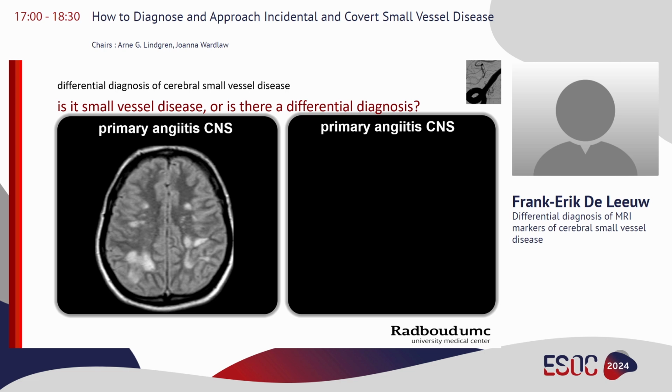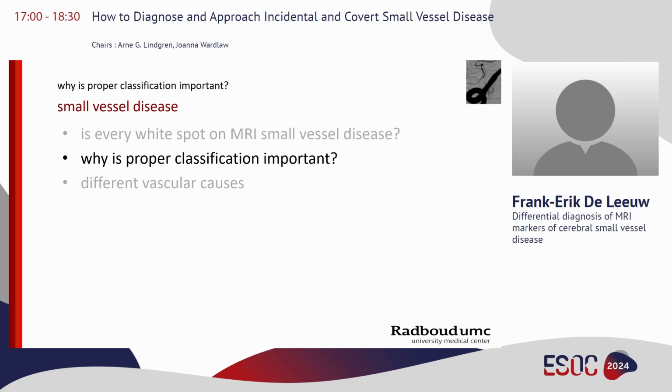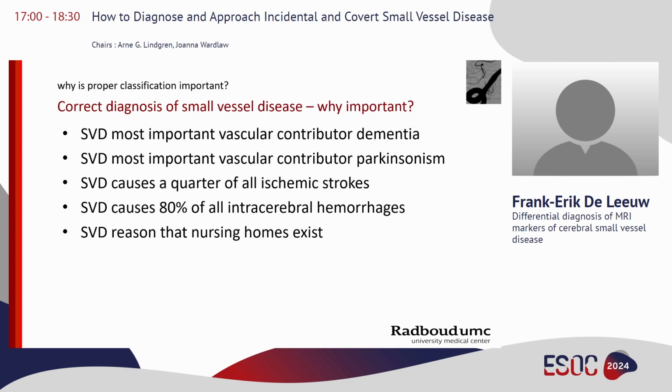The left panel again is clear, with no confusion. There are also examples of this type where there can be some confusion, whether it is perhaps small vessel disease rather than vasculitis. So I think this also indicates that proper classification is important, because not every white spot is associated with small vessel disease. It is particularly small vessel disease that is one of the most important vascular contributors to dementia and to vascular Parkinsonism.